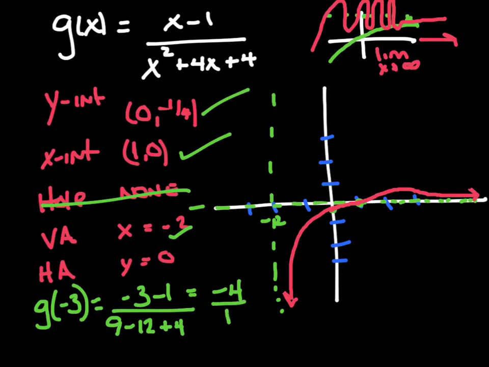That means at negative 3, negative 4, I have a point, which is right here, which tells me the rest of the graph is going to sit between these two asymptotes.